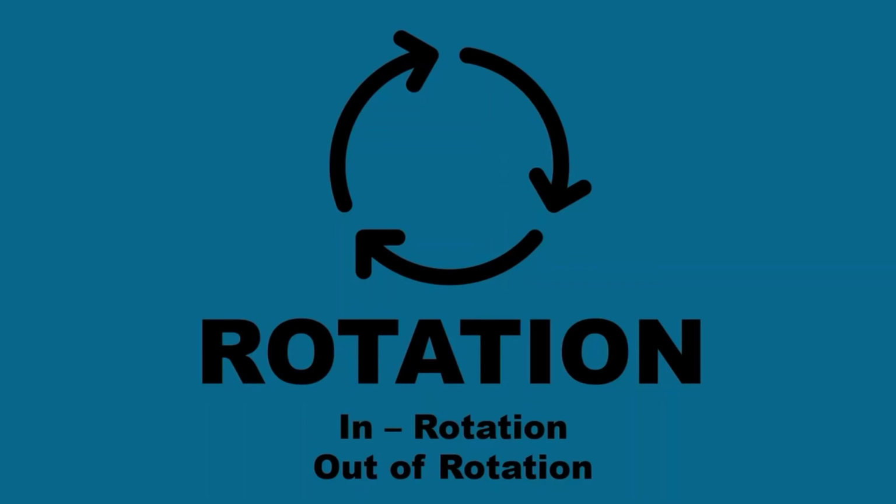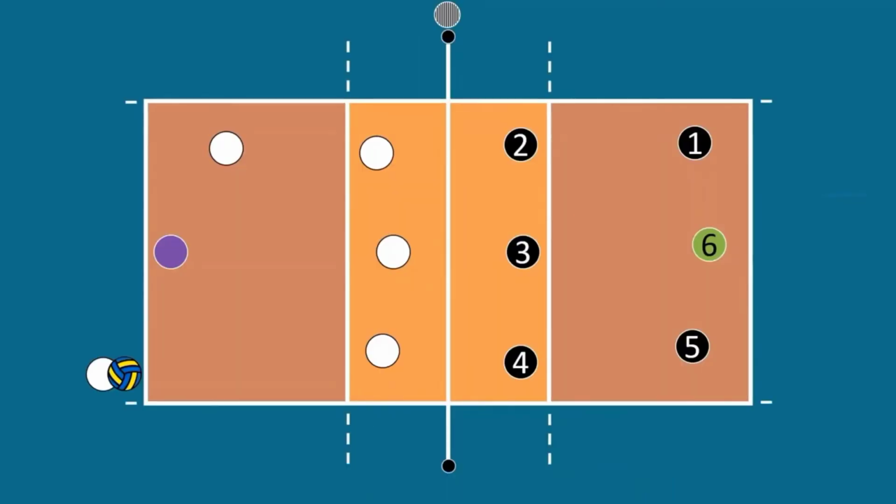What rotation means is, let's say you're player 6. Then player 6 needs to be on this side of player 1, on this side of player 3, and on this side of player 5. So player 6 needs to be between these players. So player 6 can stand anywhere in this green area. Then player 6 is in rotation.